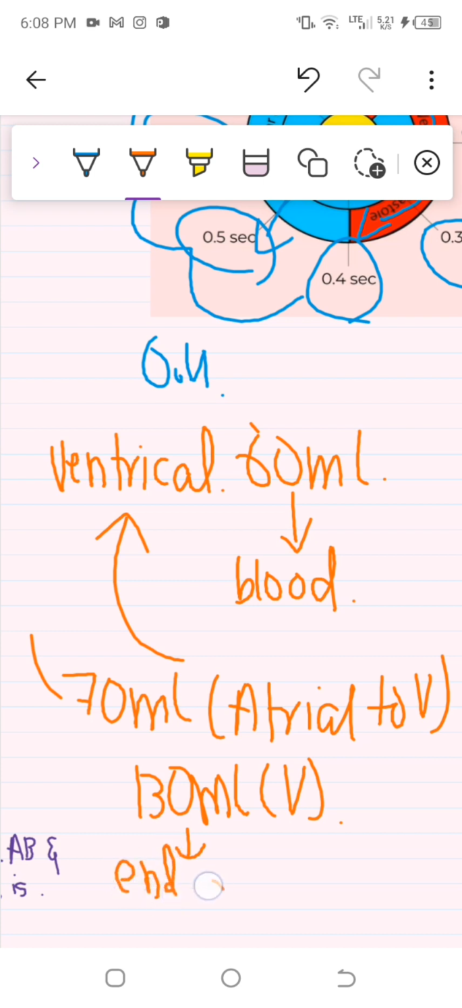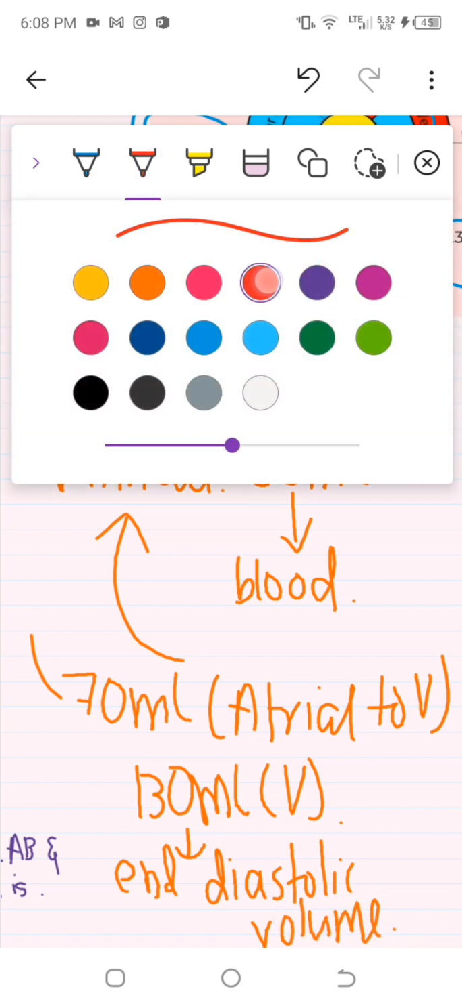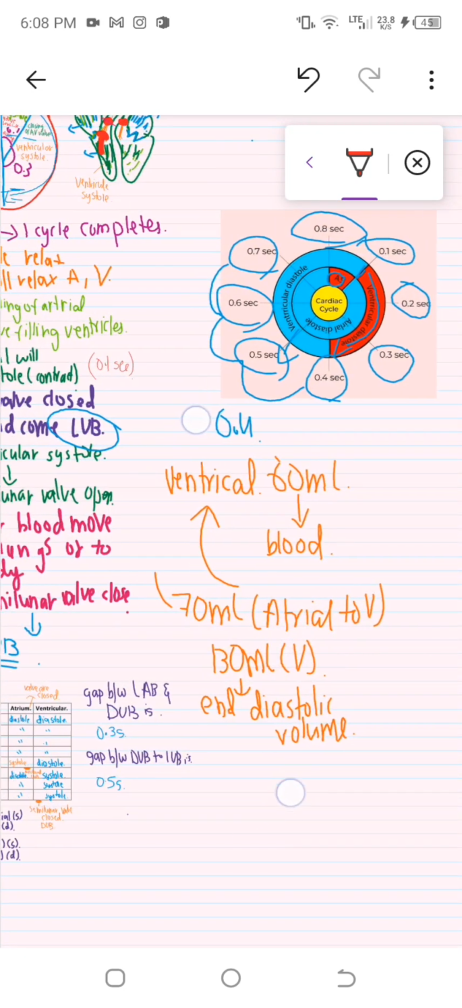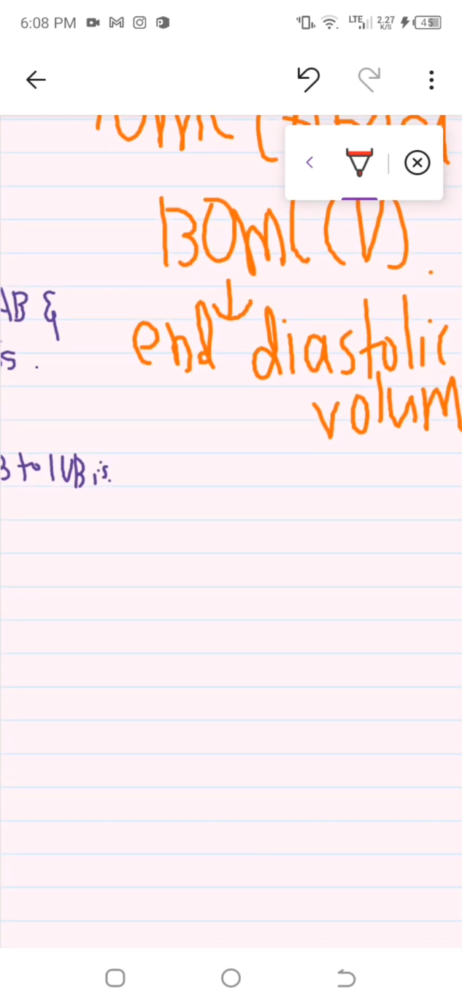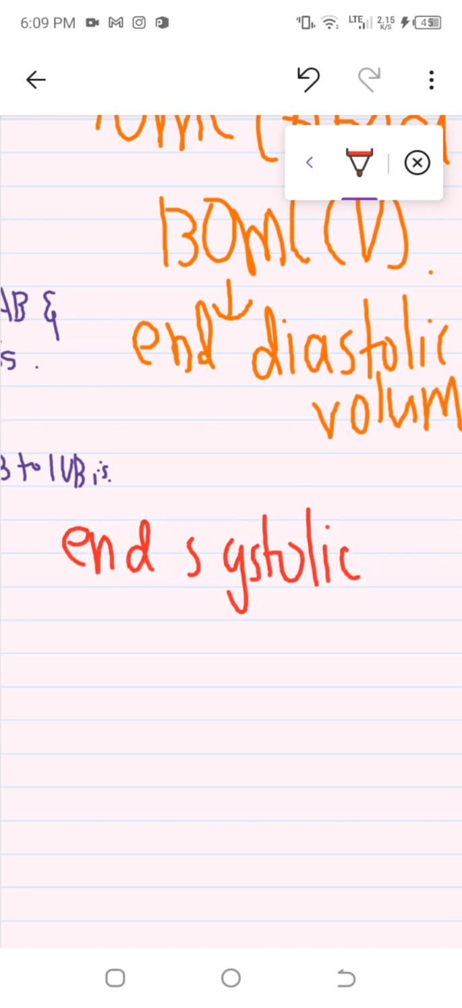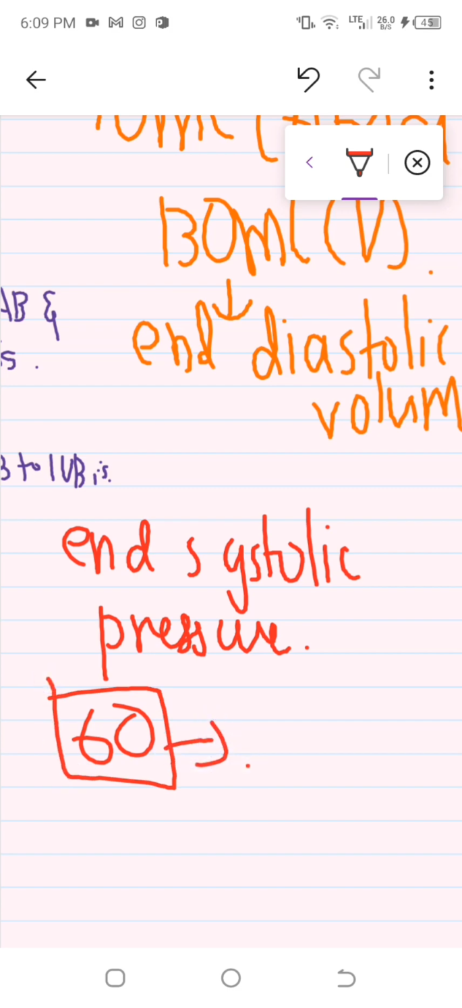And if I talk about the end systolic volume, this means when the ventricle contracts, how much blood was left in the ventricle, so that would be 60 ml. So this 60 ml is the end systolic volume. So remember these basic terms.